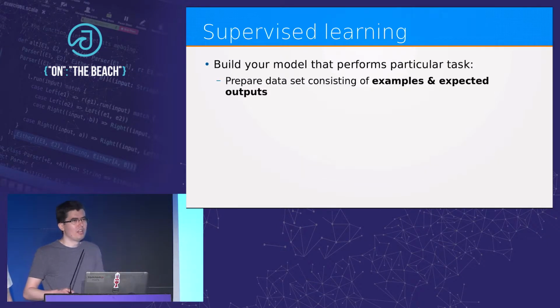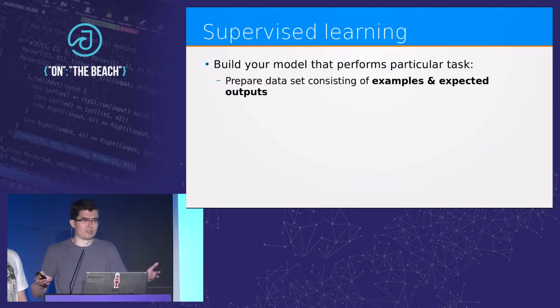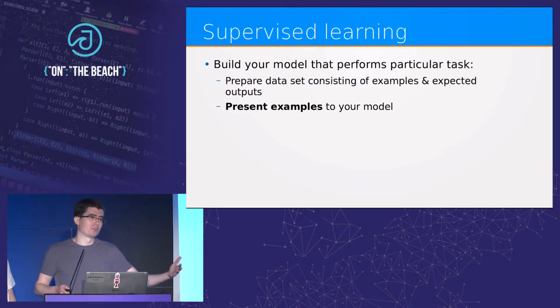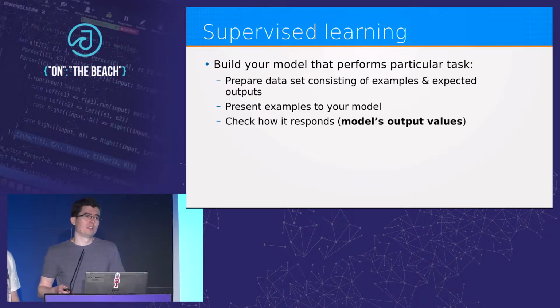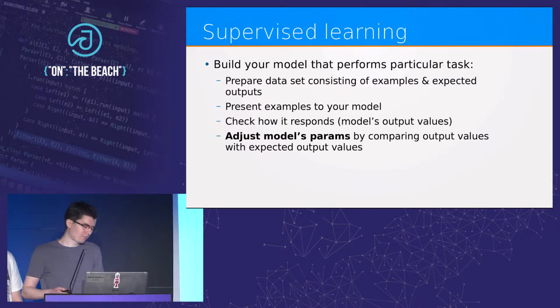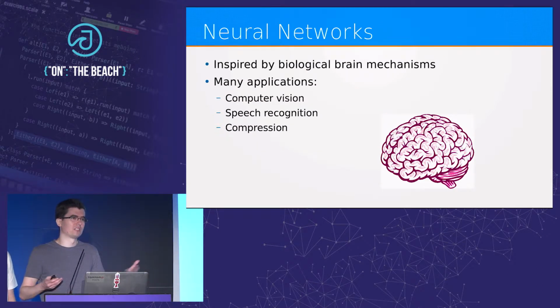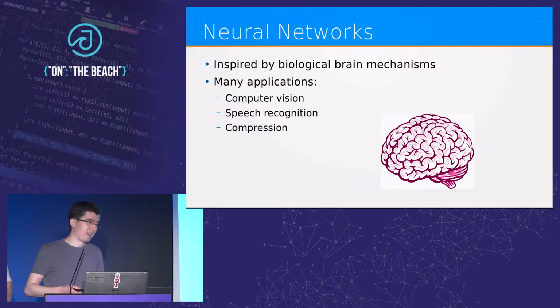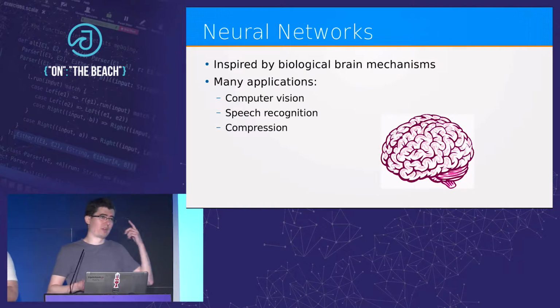First of all, you need to choose your model. Usually it's a mathematical model, and it's like your student that will solve your task. Then you need to prepare a data set consisting of examples and correct answers for each example. Then you present your examples to your model, check how it responds, and then adjust the model's parameters so it responds correctly. One of the biggest families of algorithms in the machine learning world are neural networks. They have a really vast number of applications, and the interesting fact is that they were inspired by biological brain mechanisms.